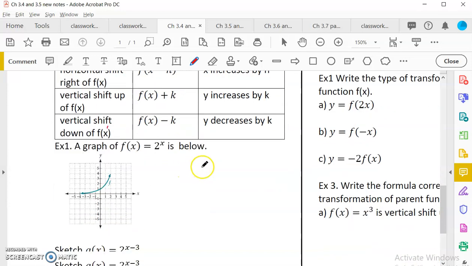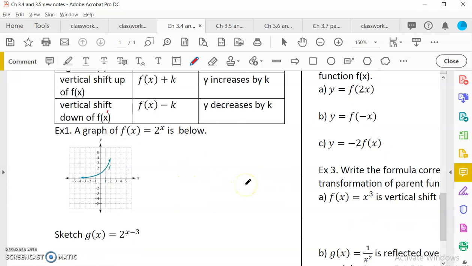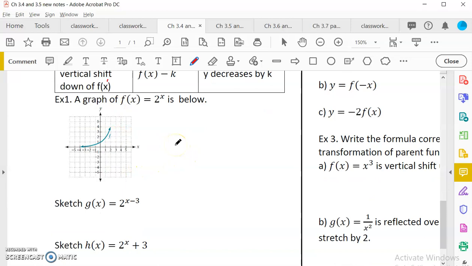So an example that we do is here. We have a graph that we haven't learned before. It's not one of the toolkit functions. It's an exponential function, 2 to the x. So we graph it over here. We'll learn it in chapter 5 or 6, I think, I've forgotten. Okay, it's an exponential function. So we have this graph, and I have it also graphed in Desmos. We want to sketch a graph of 2 to the power x minus 3.